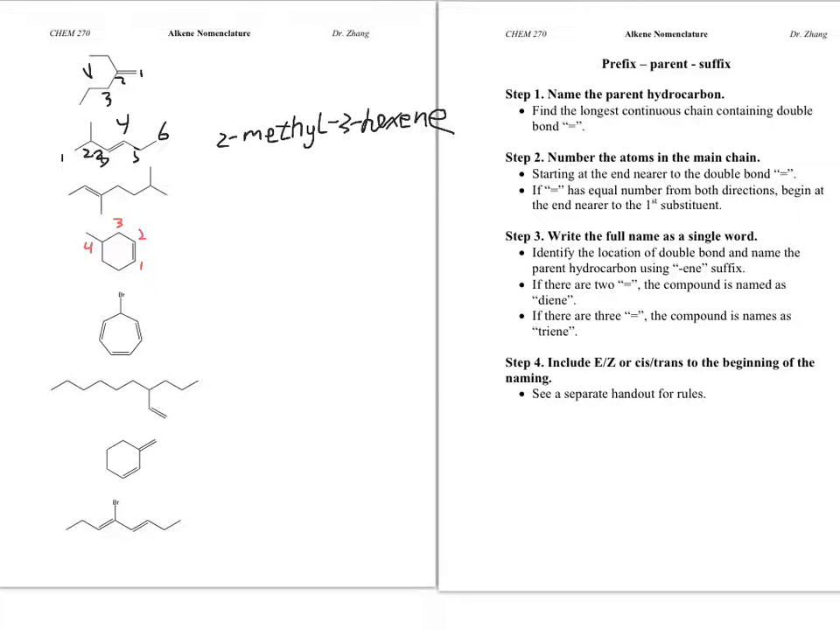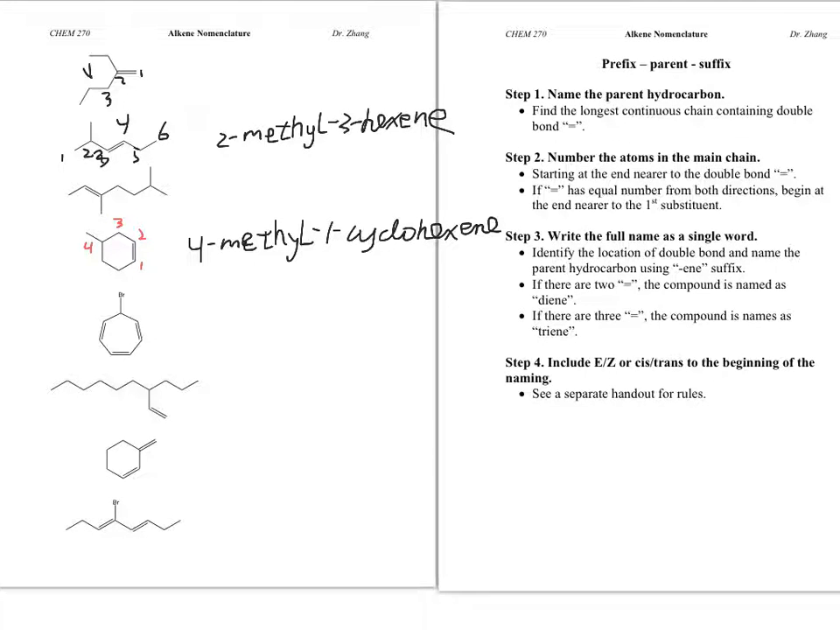Therefore, this molecule is named 4-methyl-1-cyclohexene. So this 1 here may be omitted simply because if you have a cyclohexene, your double bond has to be on carbon 1 and 2, okay?